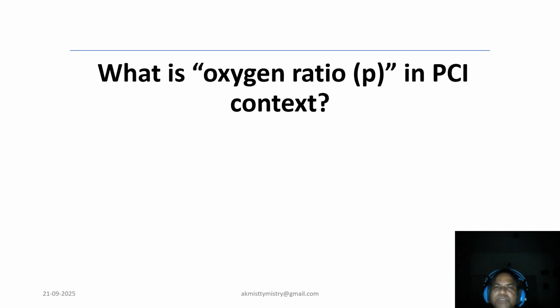Today we are going to discuss a critical operational parameter in blast furnace management, the oxygen ratio, often denoted as P, specifically within the context of pulverized coal injection, or PCI. Understanding and controlling this ratio is key to maintaining furnace stability and efficiency. So let's start by defining what this ratio actually represents.